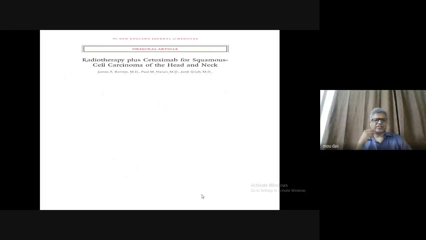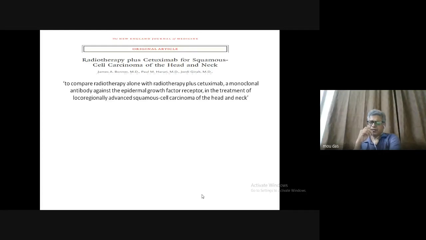So suppose this is a trial. This is a very well-known trial, the Bonner's trial, where radiotherapy was supplemented with cetuximab, an EGFR inhibitor, for locally advanced squamous cell carcinoma of the head and neck. And what was the objective? The objective was to compare whether radiotherapy plus cetuximab was better than radiotherapy alone in having better local regional control.